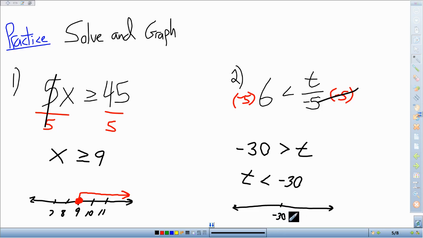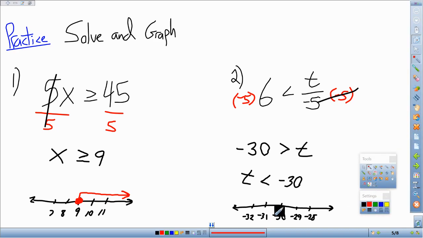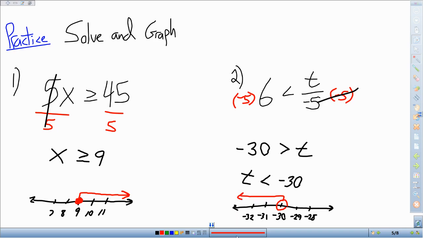So there's our number line, negative 30 here. As the numbers get bigger, negative 29, negative 28. As the numbers get smaller, negative 31, negative 32. All right, looks like no equal to symbol, so that means open circle. Oops, let me make it red. And it is a less than, so that means we're going to the left.